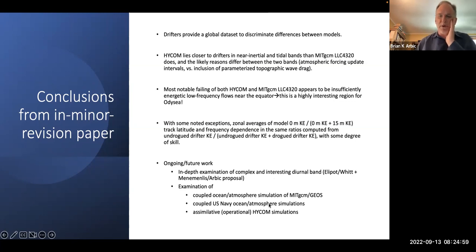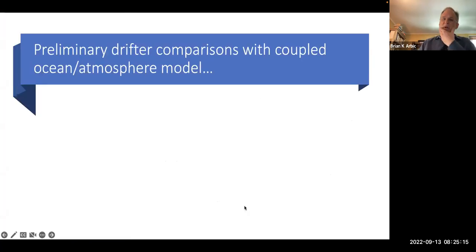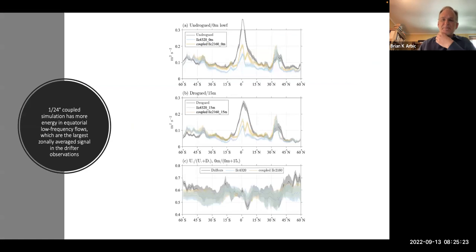Some other ongoing and future work, aside from the proposal on the diurnal band, and we'd like to look at the equator more, is to look at a coupled ocean-atmosphere simulation of MITgcm with GEOS, and the rest of my talk will be about that. The Navy has its own version of coupled ocean-atmosphere simulation, some of which are operational. What I want to do now, which is not in the paper but will be in future papers, is show preliminary drifter comparisons with the coupled ocean-atmosphere model.